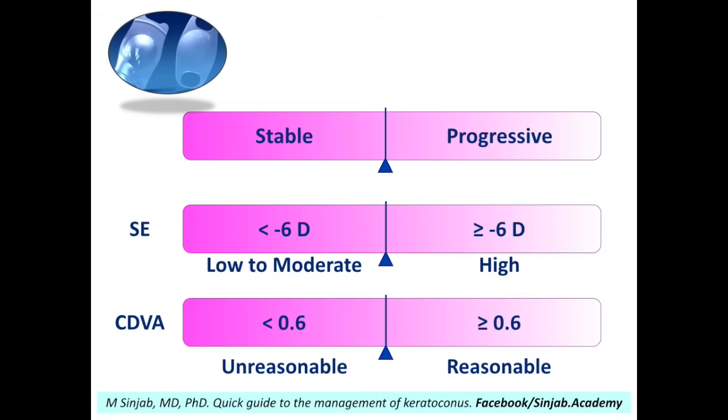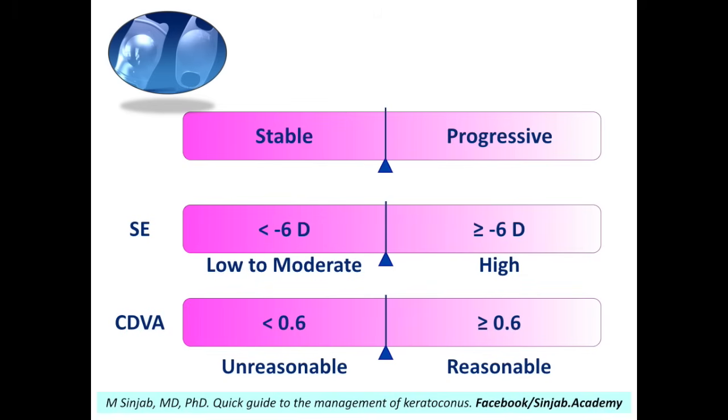Now, the best condition where we can implant phakic IOL is when the case is stable, the refractive error is high, and the corrected visual acuity is reasonable. Otherwise, we can use phakic IOLs, but in addition to other options, like bioptics. Like we can do corneal cross-linking first if the case is progressive, and then at least 6 months or maybe 1 year later, we can do phakic IOL implantation.